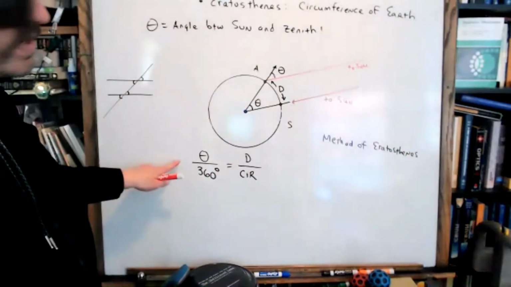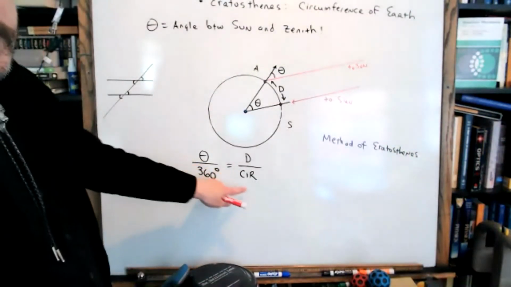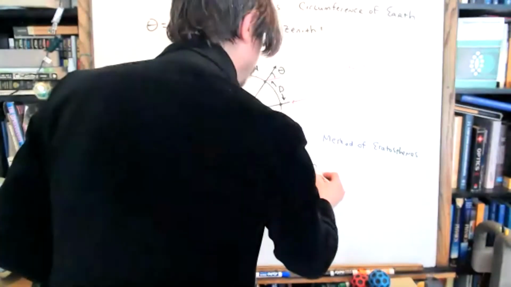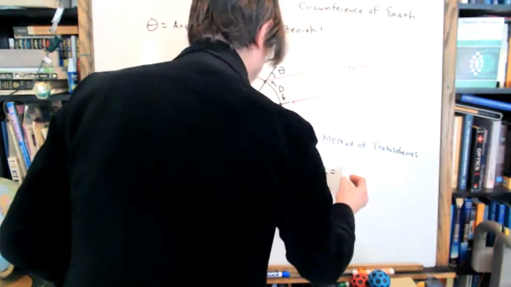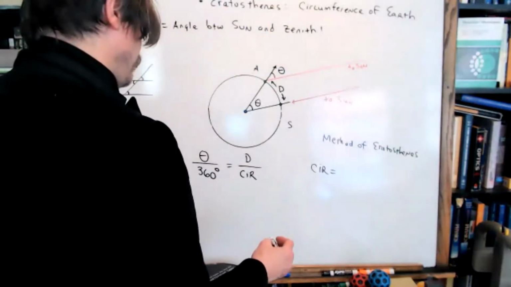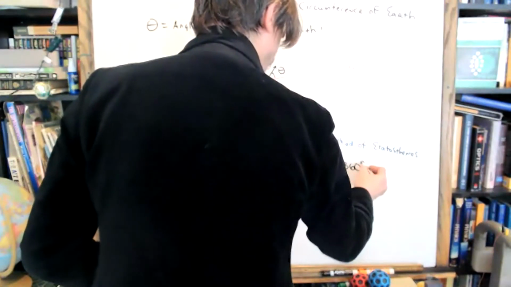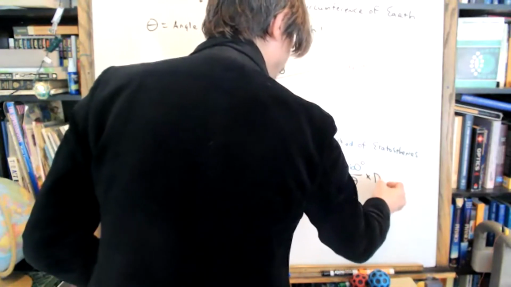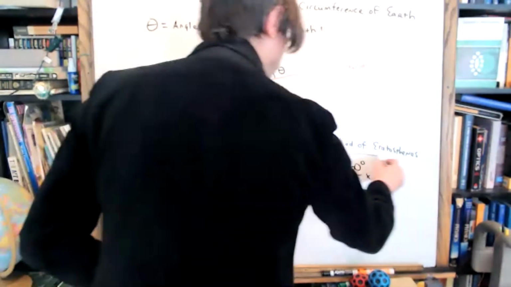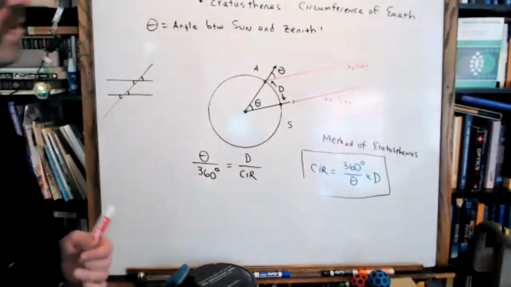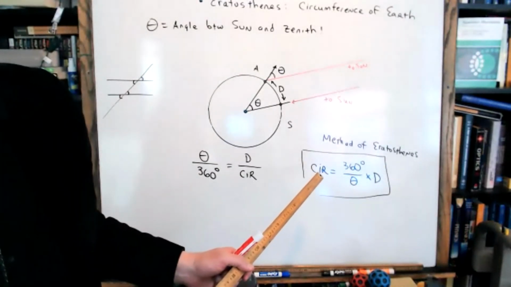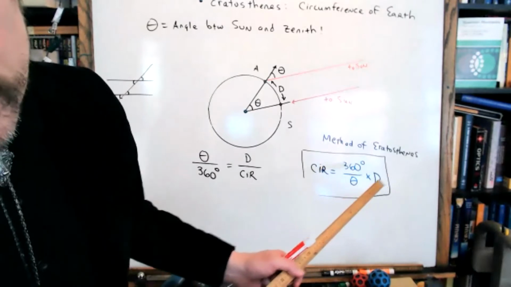I flip the circumference up, the angle down, and the 360 across to get this formula. The circumference is 360 degrees divided by the angle times the distance. And this is cool because the circumference is not that easy to measure by walking, obviously, but the angle and the distance are doable.